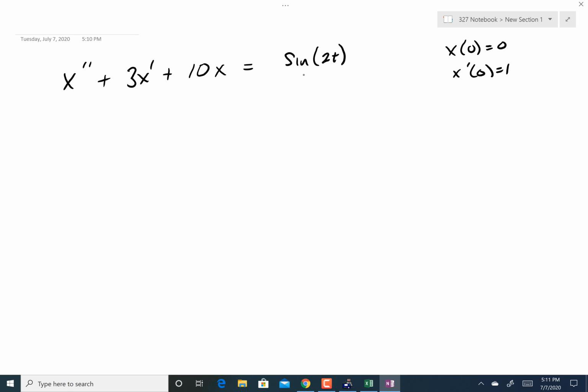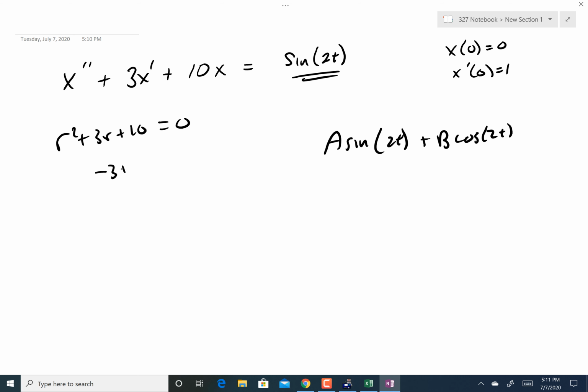Before we get carried away, let's note, we know we're going to end up with something a sine 2t and b cosine of 2t. We know that going into this thing. We also know that we're going to get r squared plus 3r plus 10 equals 0. We know it's going to be negative 3 plus or minus the square root of 9 minus 40. That's disgusting. I don't really care. Over 2. And that make it better or worse? No, it's just going to be gross no matter how you slice it.